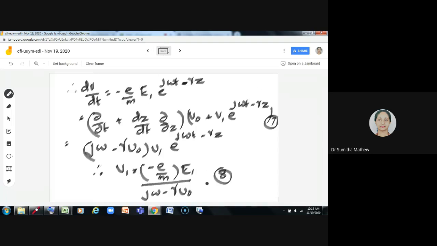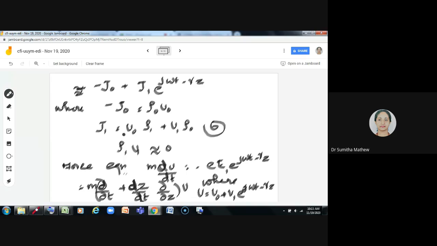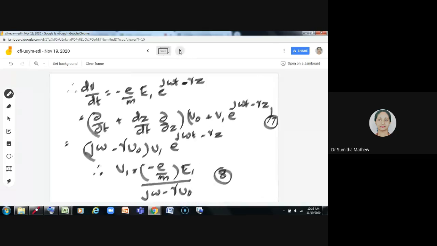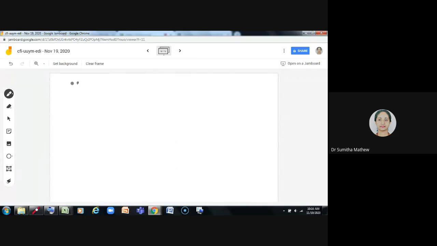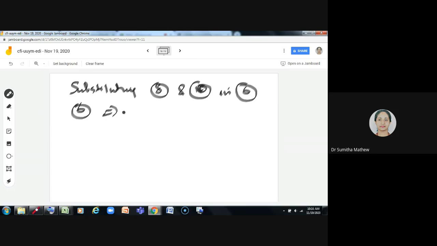Equations 8 and 10 in equation number 6 give the equation for J1. Substituting. So what is the next step? Substituting 8 and 10 in equation 6. What do we get? What is 6? Equation number 6 is J1 is equal to rho 1 V naught plus rho naught V1.